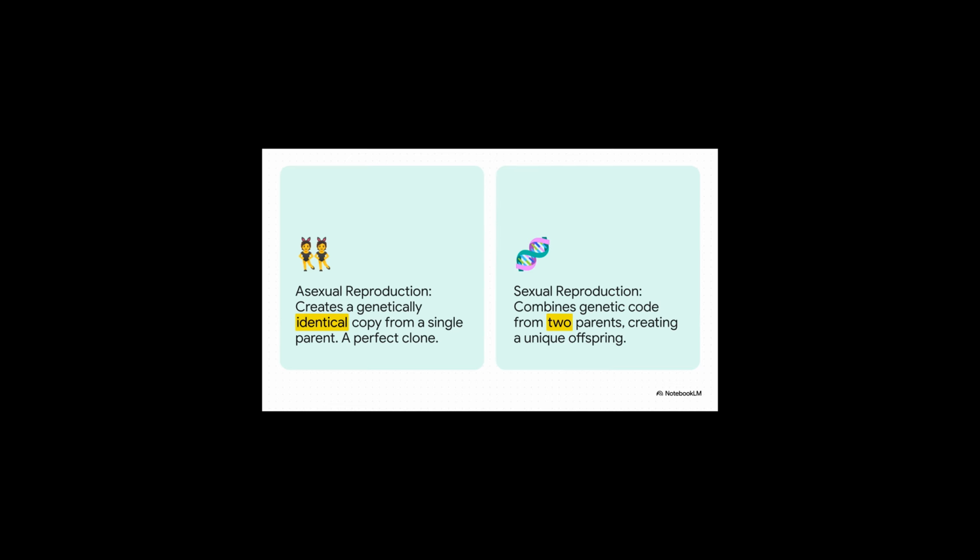So, how does this amazing code get passed on to the next model? Well, there are basically two main methods. You've got asexual reproduction, which is kind of like cloning. You get a perfect, identical copy from just one parent. Then you've got sexual reproduction, which is more like a remix. It combines the code from two parents to create something totally new and unique.